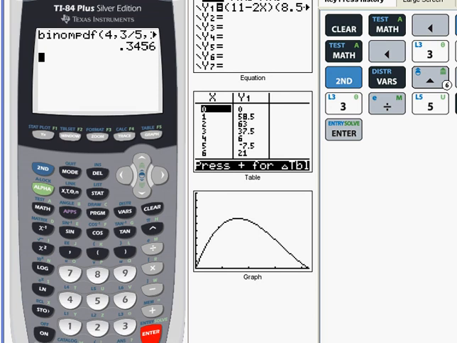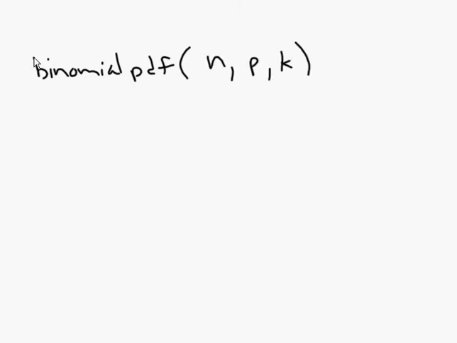All right, so let's just finish off. Let's just make sure we write this down and we know what we're doing here. So when you use the binomial PDF function, you always type in n, p, and k. N is the number of trials, p is the probability of success in each trial, and k is the exact number of successes I want. So we can write this. This is equal to the probability that x equals k.